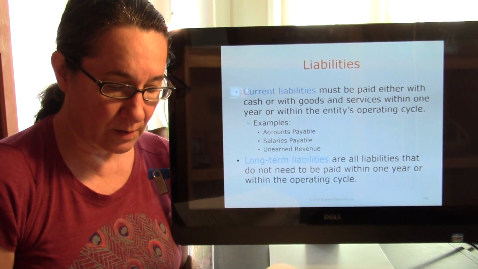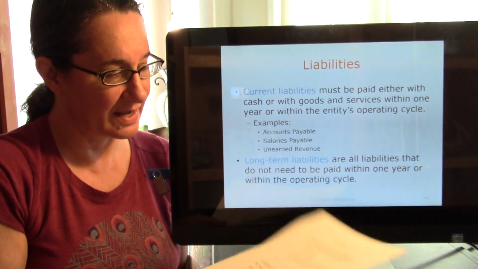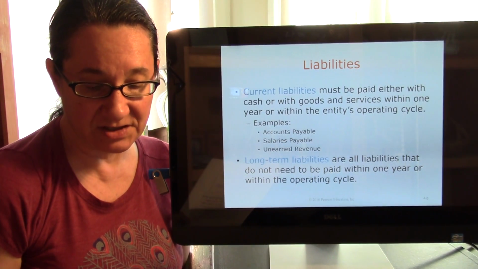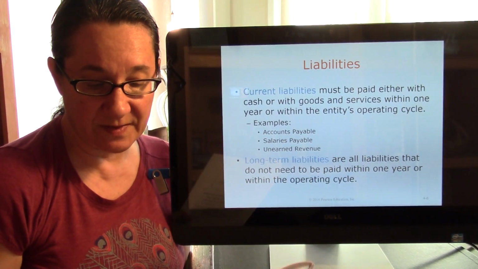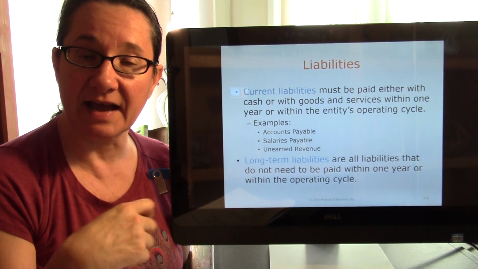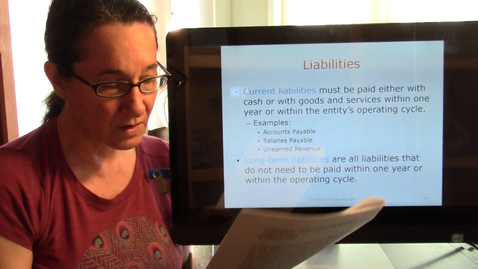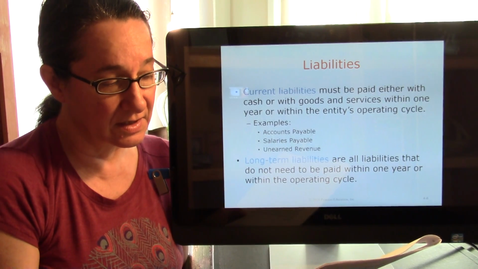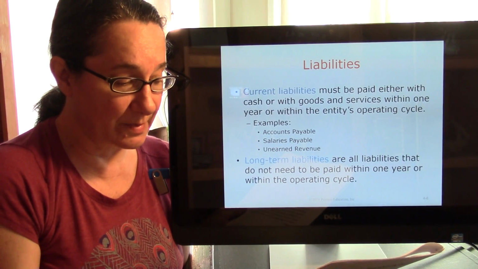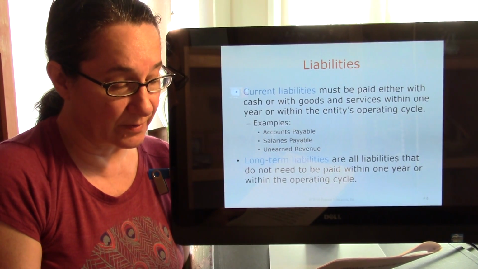A current liability is a liability that must be paid with cash or with goods and services within 1 year. So there's that same 1 year equivalency. With assets, you're going to turn it to cash or use it up in a year. With liabilities, current liabilities, you pay off within a year, or within the entity's operating cycle if the cycle is longer than a year. A long-term liability is a liability that does not need to be paid within 1 year or within the entity's operating cycle, whichever is longer.